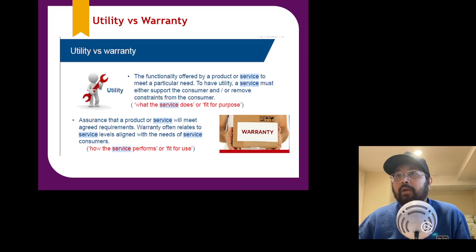And warranty is related with assurance. So assurance that a product or service will meet agreed requirements. Warranty often relates to the service level aligned with the need of service consumers. And the keyword associated with warranty is how the service performs or fit for use.